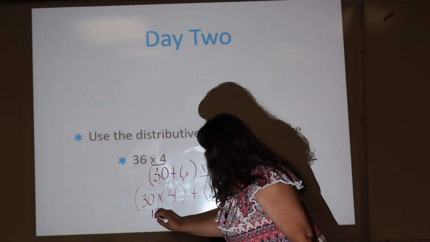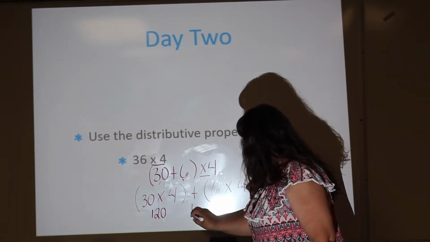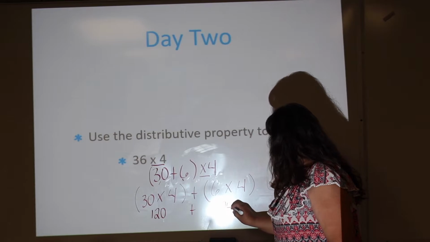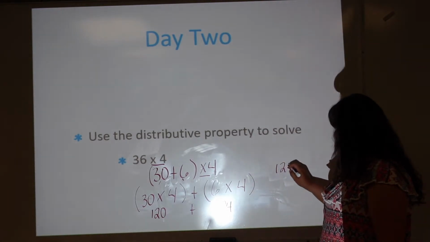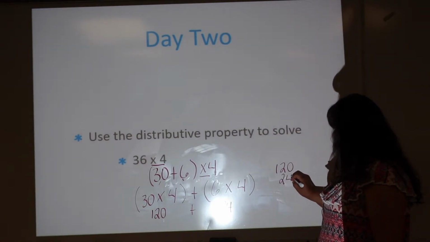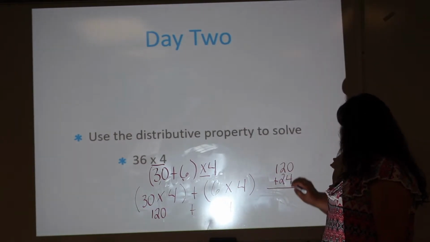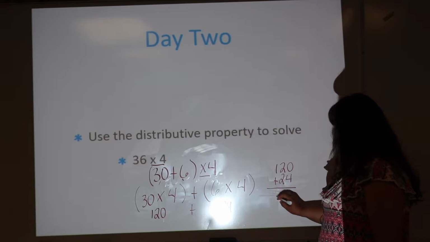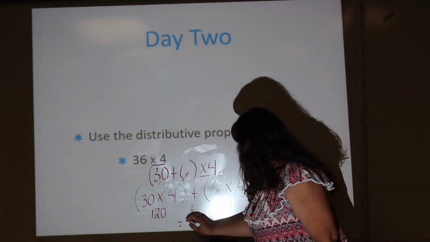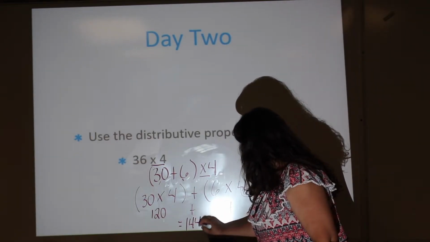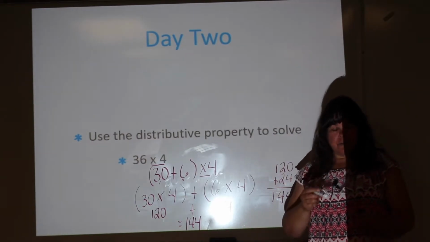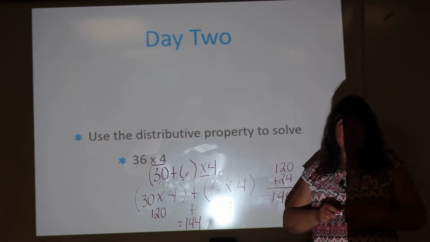So this side equals 120 plus 24. And if I add those up together, because that's what this tells me to do, I'm going to get 4, 4, and a 1. My answer for this problem, 36 times 4, is 144. Hopefully that's what you got as well.